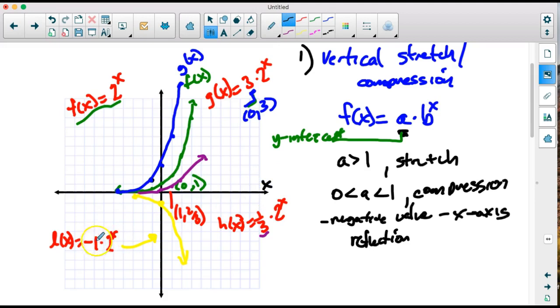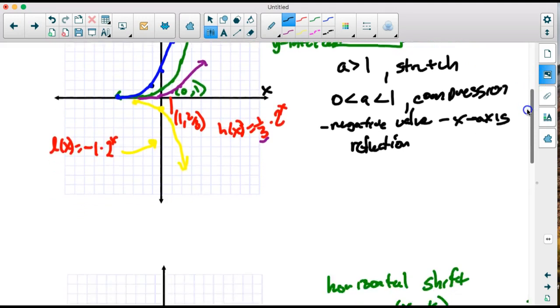So anytime we have a negative number. Now if we had like a -3 times 2 to the x, it would create this blue graph, but it would be reflected down here. So instead of 3 up here, it would be -3 down here. So you do the stretch first, and then you do the reflection next, when you're building the function.